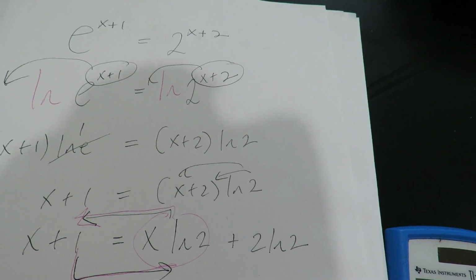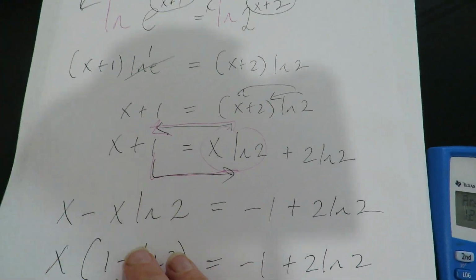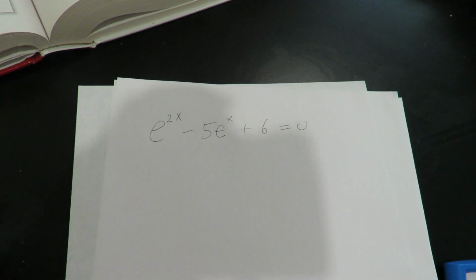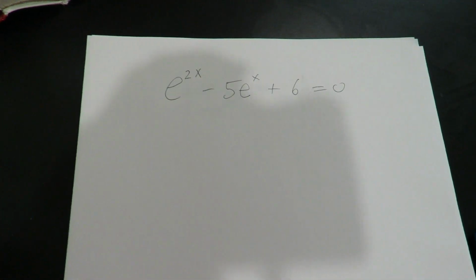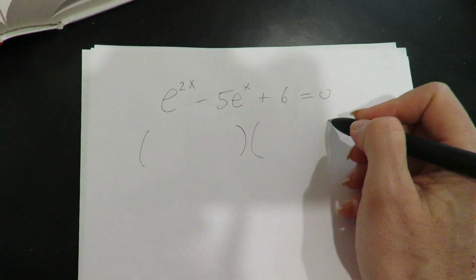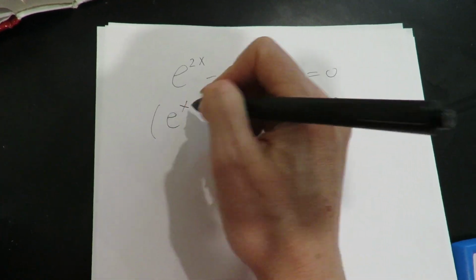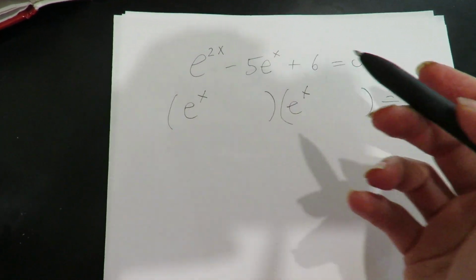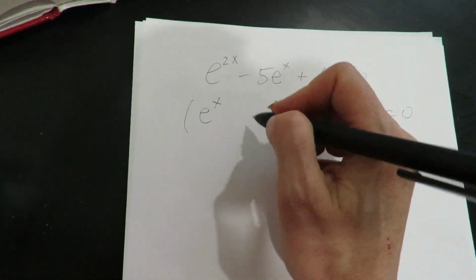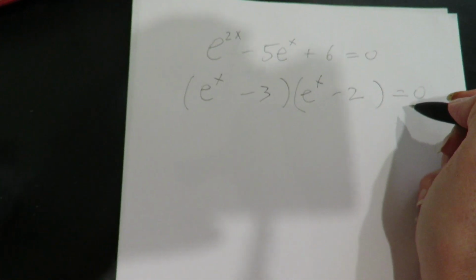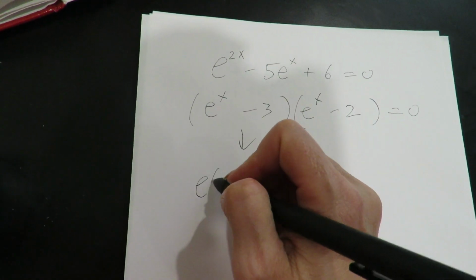This one was a pretty fancy one that we just did. Okay, this one also is going to be a bit fancy. This is like a pseudo-quadratic. So what you're going to do is factor this, because e to the x times e to the x is e to the 2x. And let's see, it's got to add to negative 5 and multiply to 6, so it's got to be -3, -2. Alright, now you're going to use the zero product rule, meaning you're going to set each of these equal to 0.